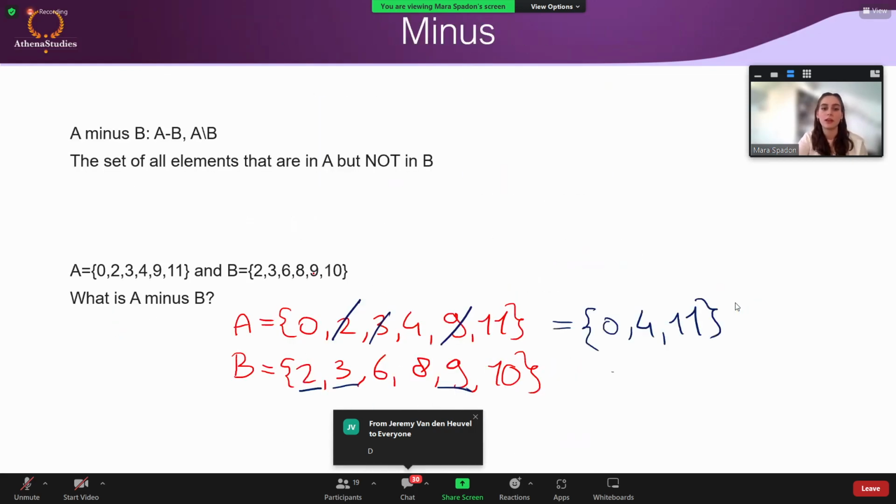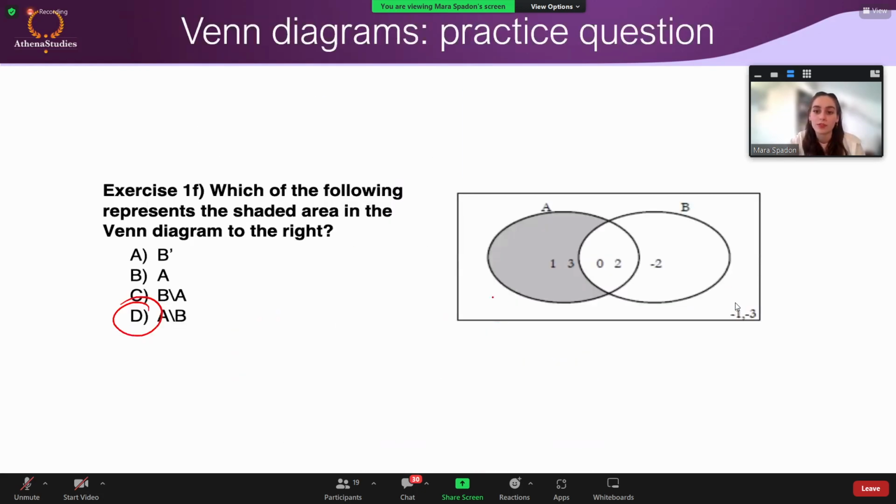Great, indeed. So we just saw what A minus B is, right? We take all elements of A, but we remove the ones that are in B, and that's exactly what is happening here. So A has some overlapping elements with B, and it removes them from the Venn diagram. We only color the elements of A, so that is indeed the correct answer, A minus B.